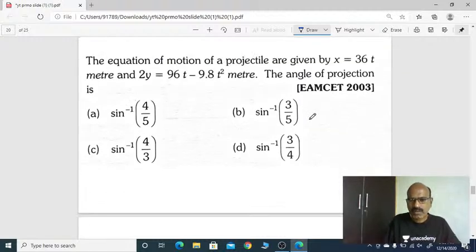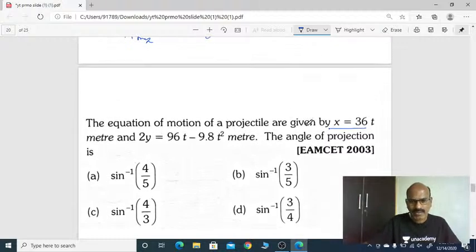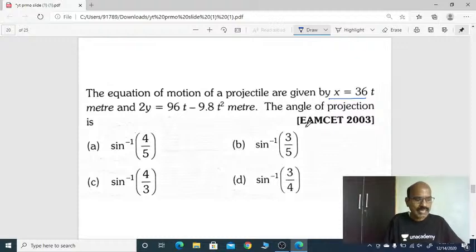The equation of motion of the projectile is given, x equals 36t, right? So x equals 36t.